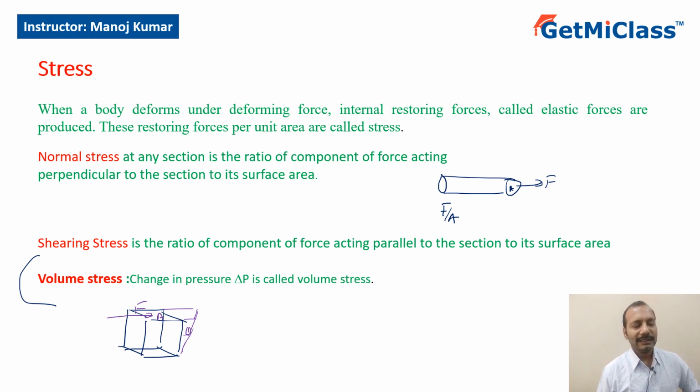Then we have volume stress. Volume stress is the change in pressure, that is delta P. Or I can write it as delta V by V. Delta V by V is volume strain. So delta P is volume stress.